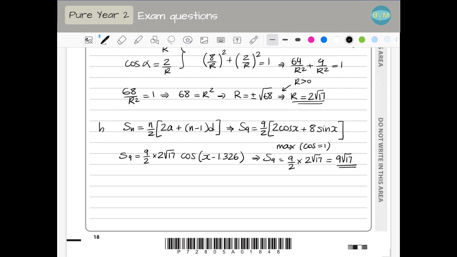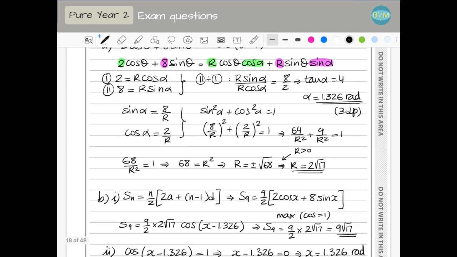Sorry, this is part b(i), and now for the second part, we need when this maximum value happens. This maximum value happens when cos is 1, so cos must be 1, which means x minus 1.326 is 0, because that's the smallest value that gives me cos 1, which means x is going to be 1.326 radians. And that's all with this question.